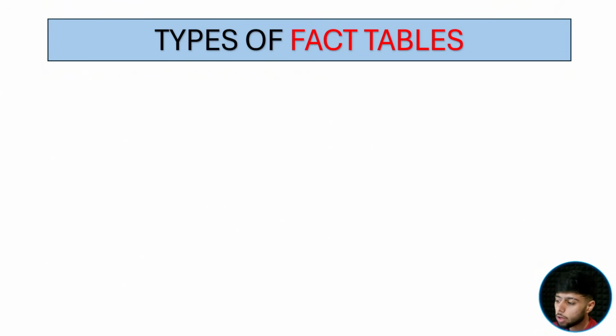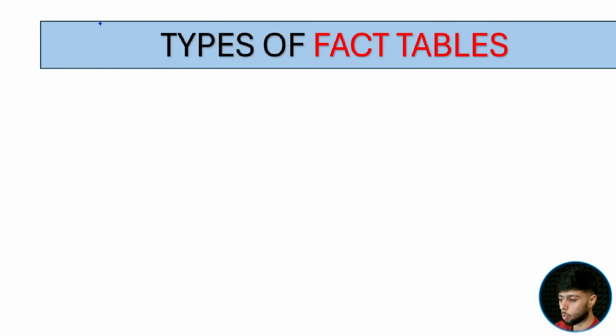So what are the types of fact tables, and how can we have types of fact tables? We know that fact tables are just fact tables. How can we be having so many types of fact tables? I know, so many questions. Let me just answer. First of all, let me tell you what types of fact tables we have.